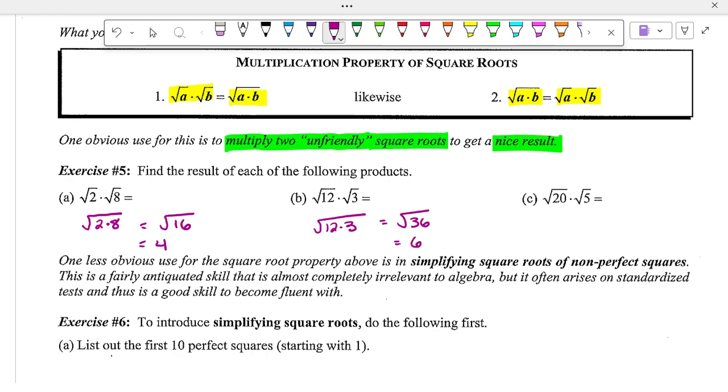What do you think my answer would be without having to rewrite it? 10. How do you know? 20 times 5 is 100. Square root of 100 is 10. Good.